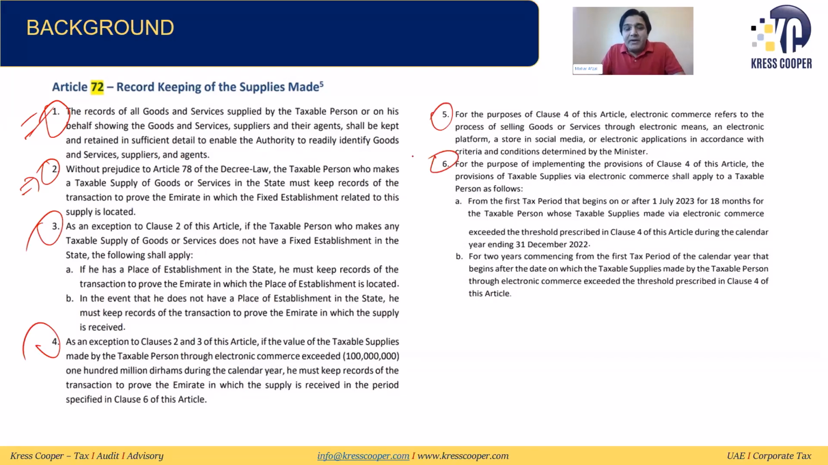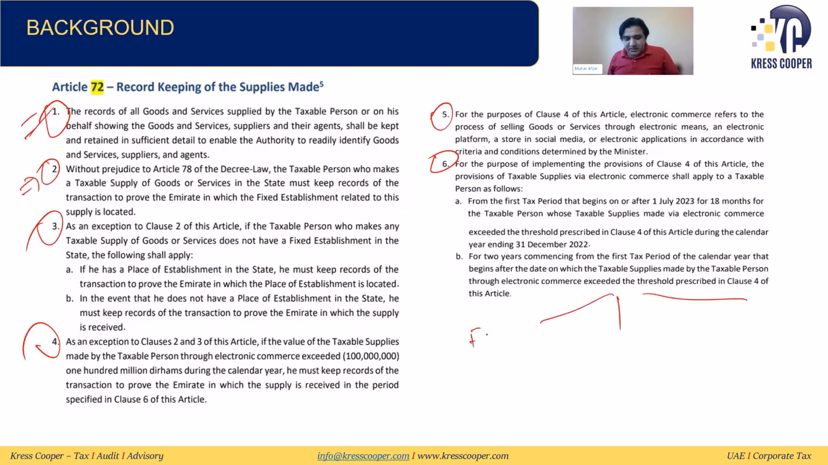So what has been written in Article 3? This is the most important thing. In Article 3, where there is no fixed establishment, the taxable person needs to identify the place of establishment. So first they said fixed establishment. If there is no fixed establishment, then there is the place of establishment. If there is no place of establishment, then they need to see where the goods and services are being received. We need to report the taxable supply in that Emirate. So three things are there.